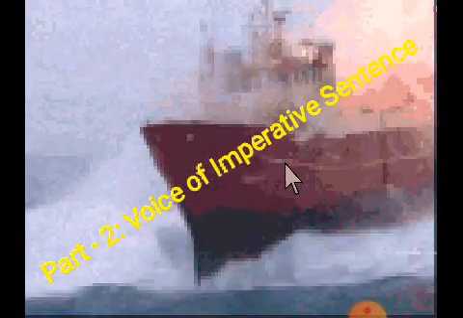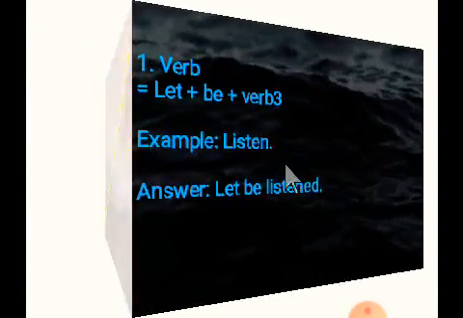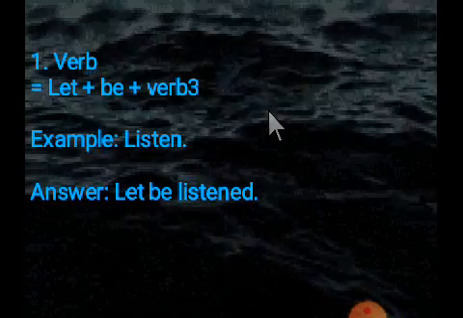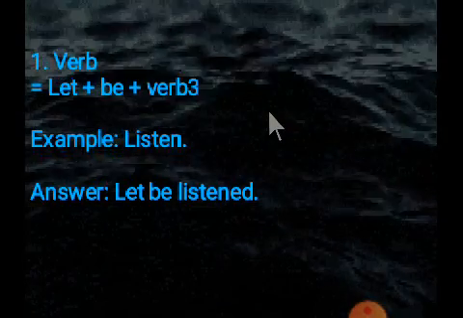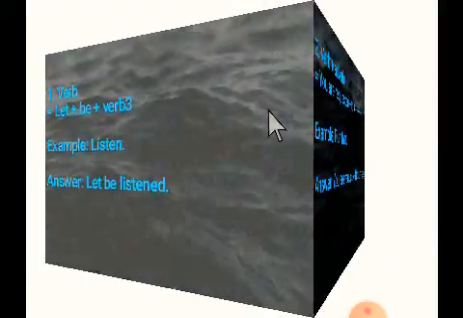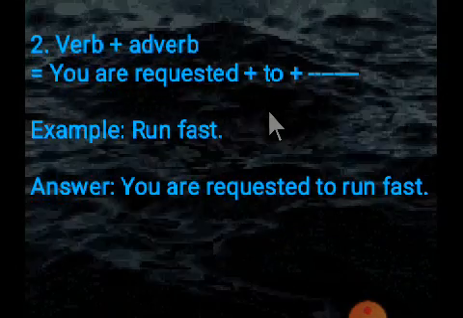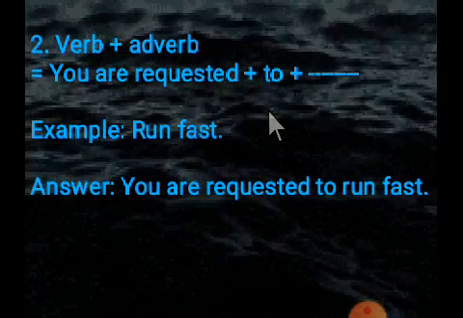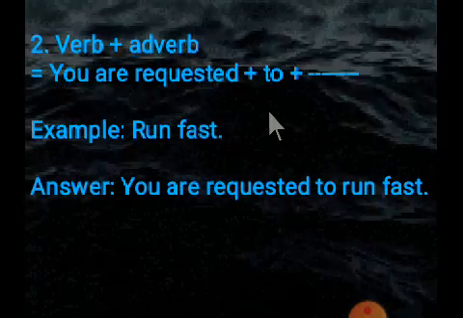Voice of imperative sentence, part 2. Verb = let + be + verb 3. Example: Listen. Answer: Let it be listened. Verb + adverb = you are requested + to + extension. Example: Run fast. Answer: You are requested to run fast.